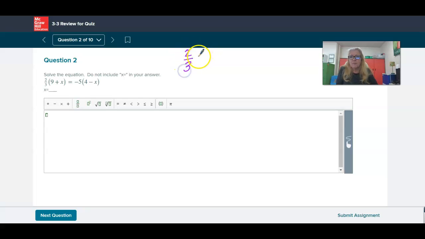Now, this one you might want to just watch right off because it does have a fraction in it, and they tend to be a little scarier. On the next fraction one, you can pause it and do it yourself.